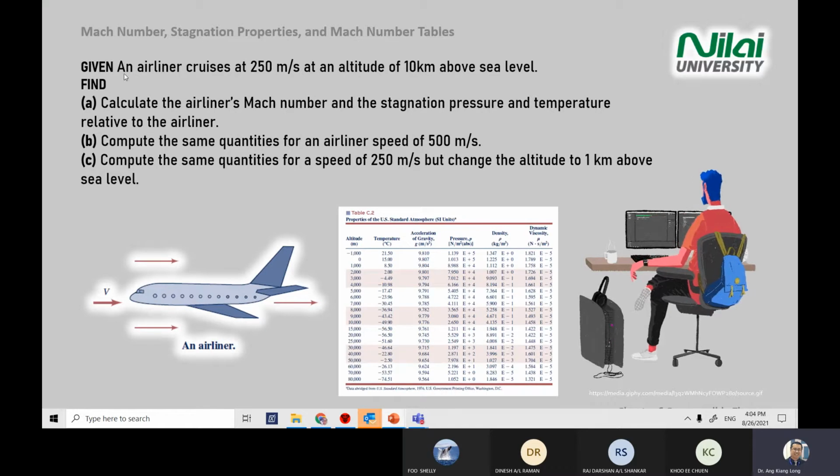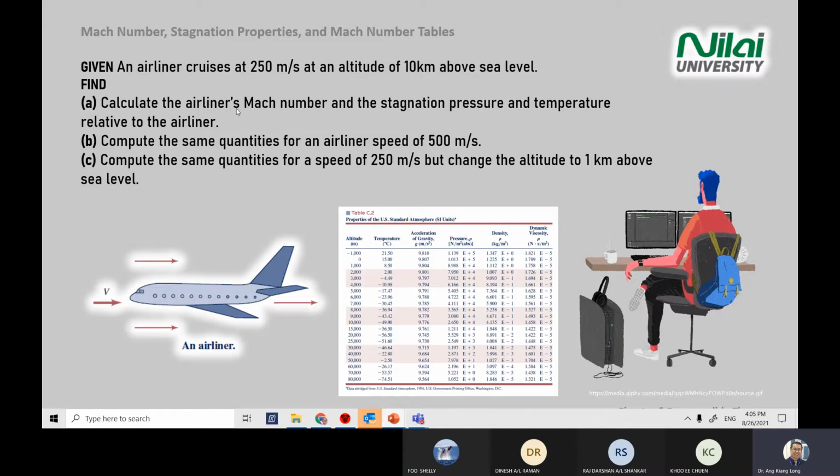By looking at the first statement on your screen, you know that you're given the velocity and also the altitude, or the height, of that aircraft. In this table you have the altitude, so you look at altitude 10,000 meters, because this is 10 kilometers. This table is in meters, so you look at 10,000 meters and use the values along this row.